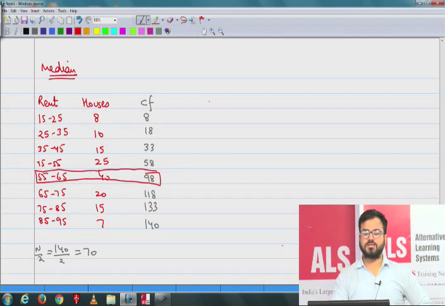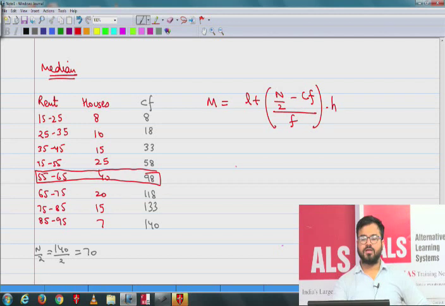So now just the formula for the median, L plus n by 2 minus CF upon F into H. So lower limit, so the main thing is calculating the median class. That is the important thing, Shillong. Otherwise, rest of the things you just have to put in the formula, that's okay.